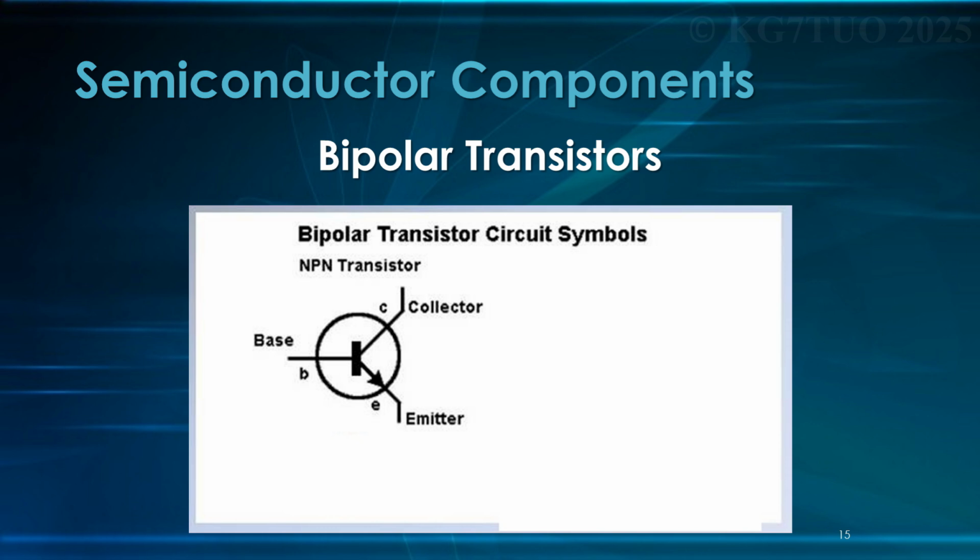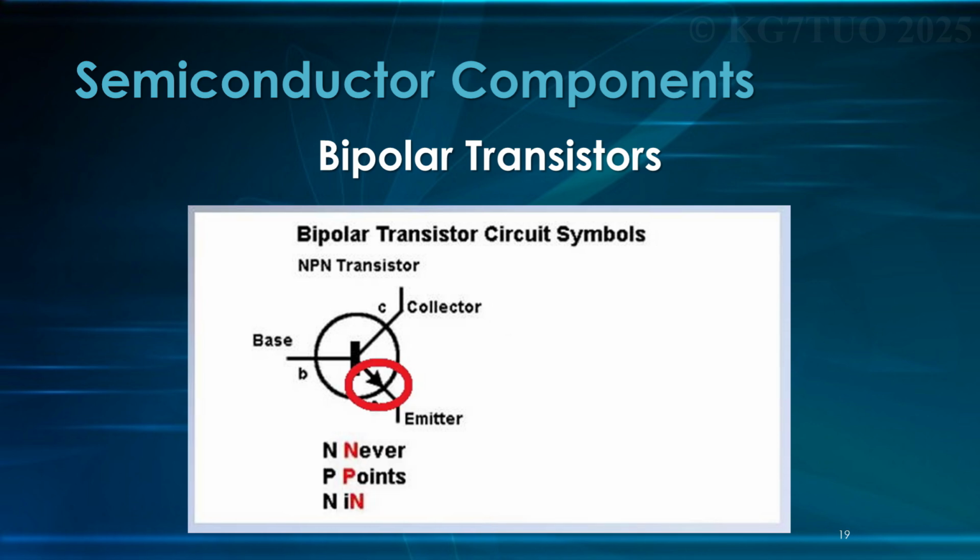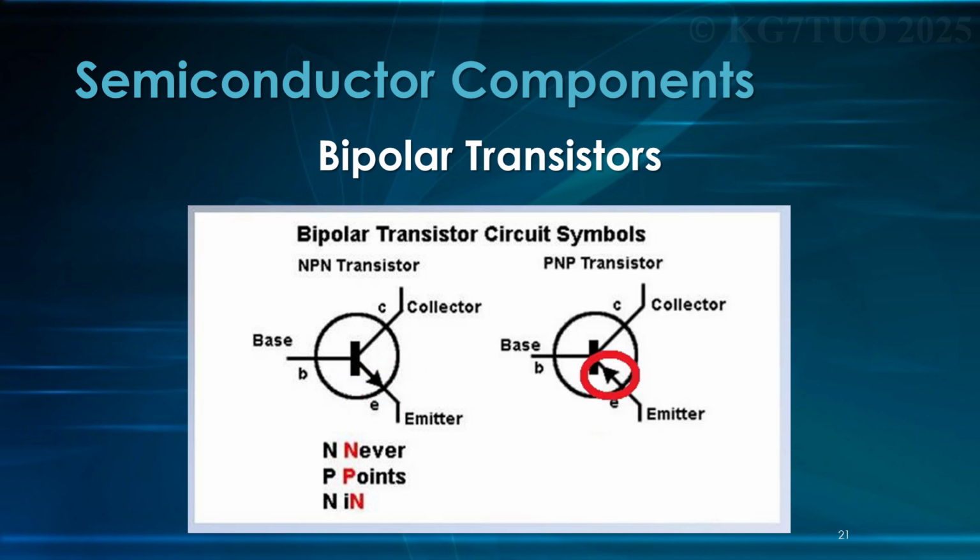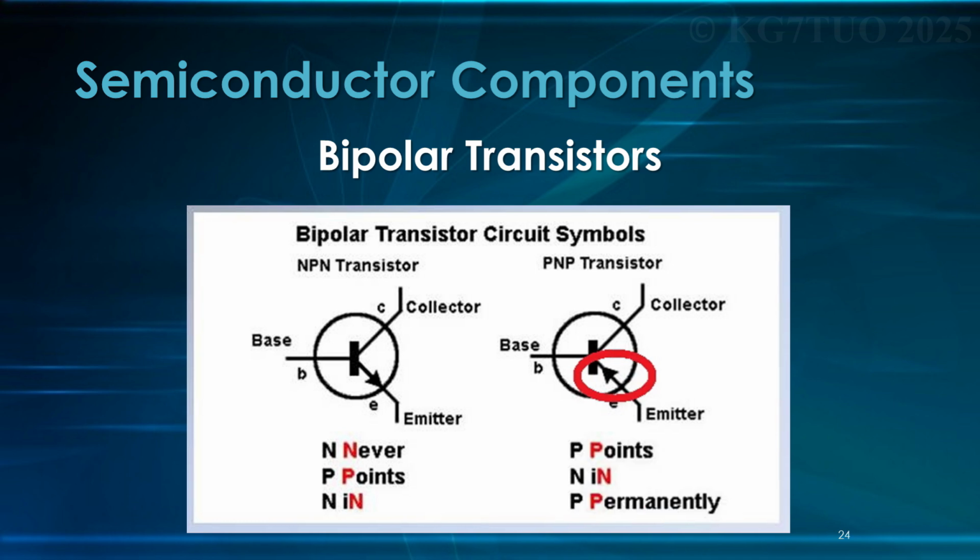So you've got a base, collector, and emitter. You've got a little arrow pointing out here, and this is your transistor. This is the circuit symbol. And that little arrow never points in on an NPN. That's how you tell it. This one is a PNP, where the arrow points in permanently. That's how you tell it.